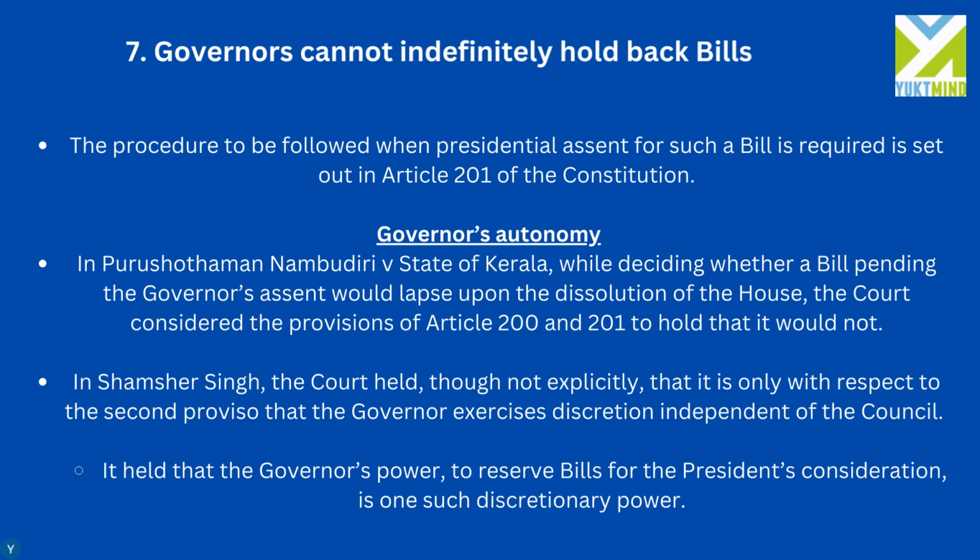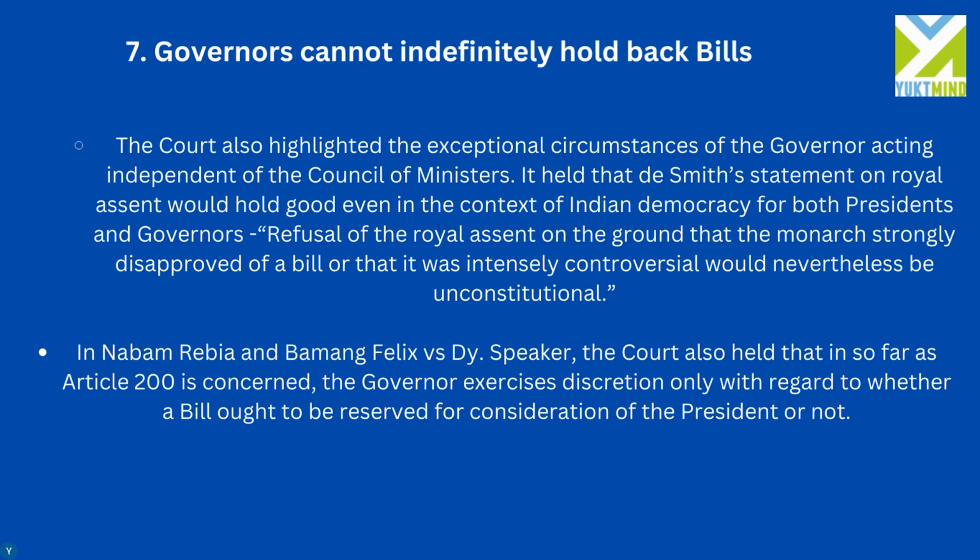In Shamsher Singh, the court held, though not explicitly, that it is only with respect to the second proviso, that is reserving bills for the President's consideration, that the governor exercises discretion independent of the council. The court also highlighted the exceptional circumstances of the governor acting independent of the Council of Ministers. It held that Dicey's statement on royal assent would hold good even in the context of Indian democracy for both presidents and governors. Refusal of the royal assent on the ground that the monarch strongly disapproved of a bill or that it was intensely controversial would nevertheless be unconstitutional.